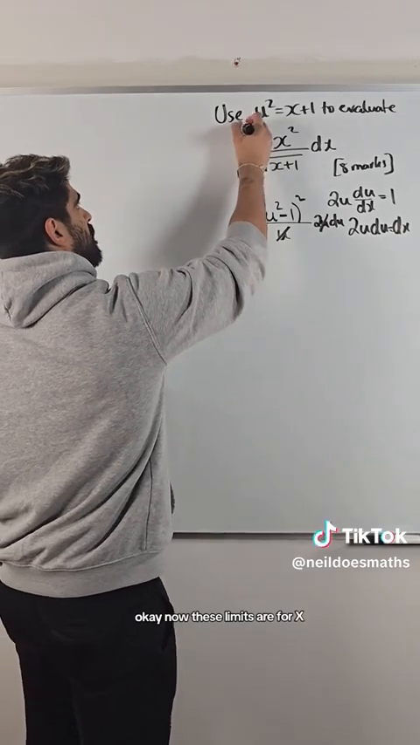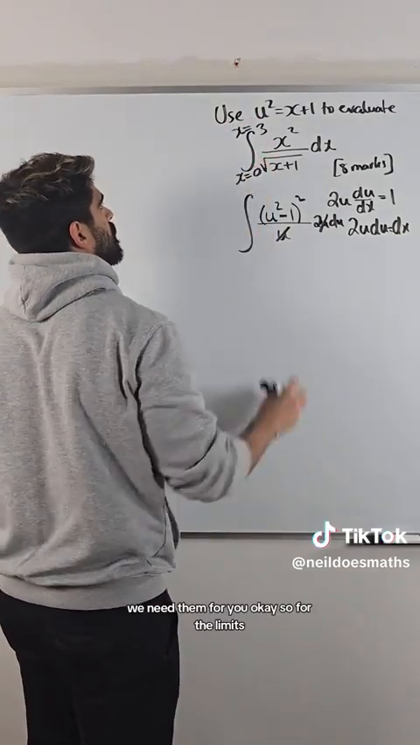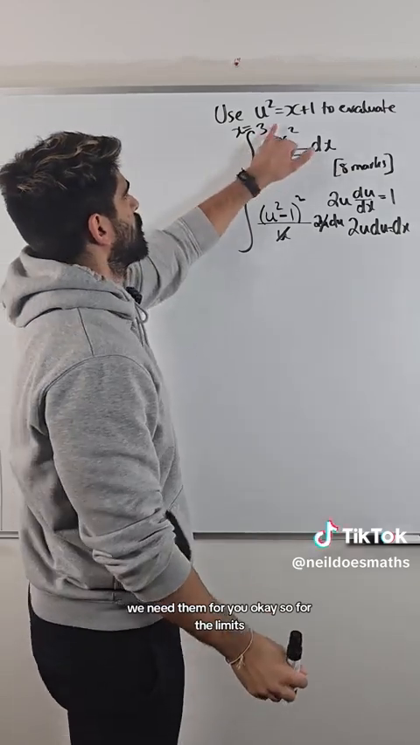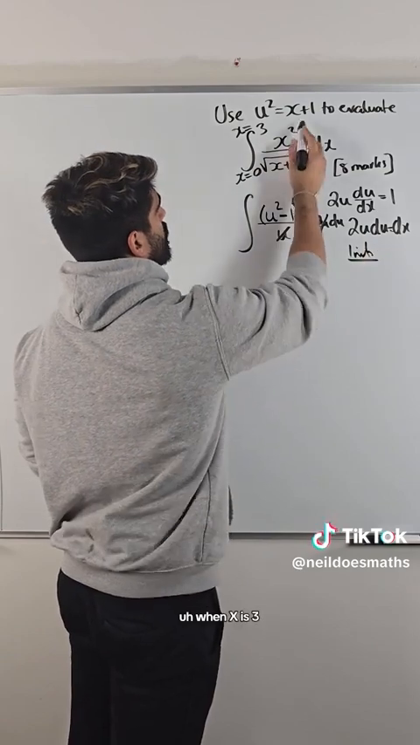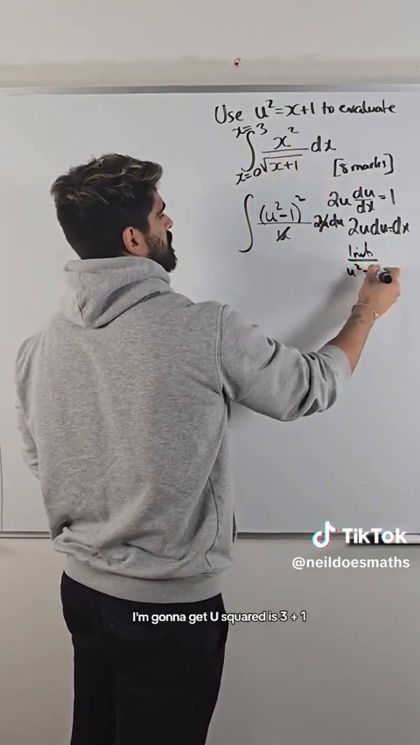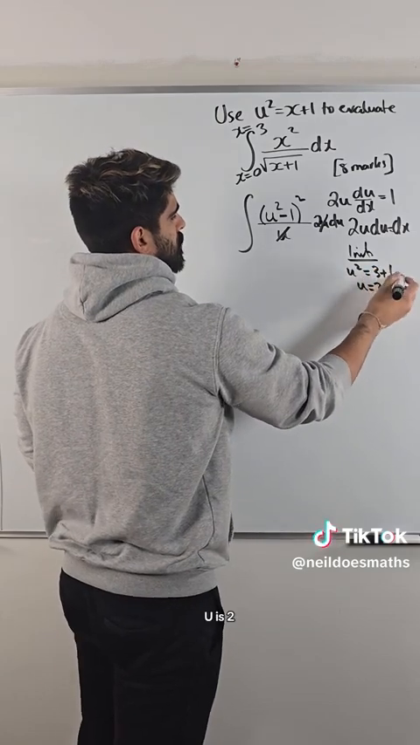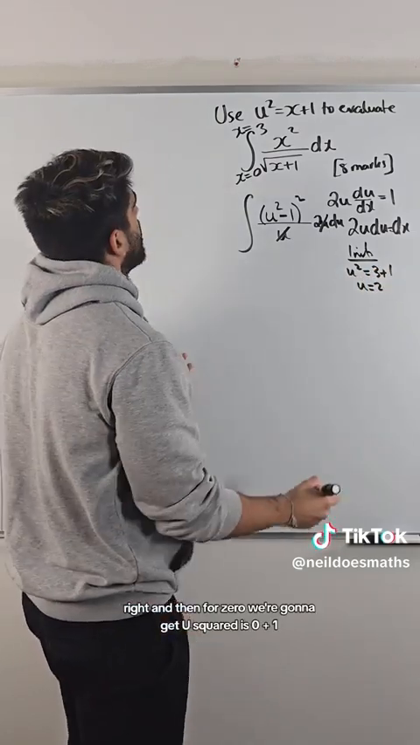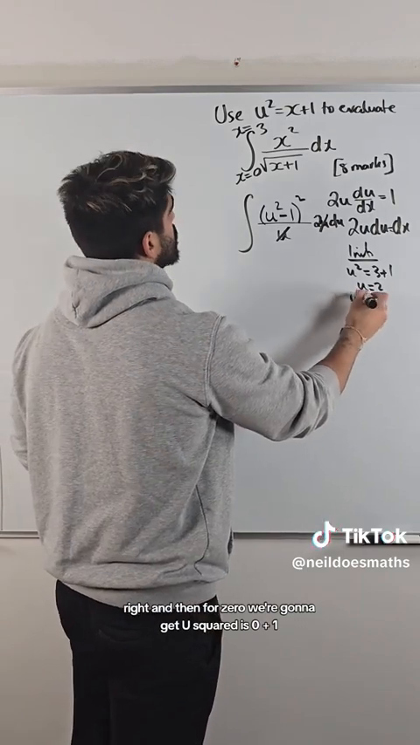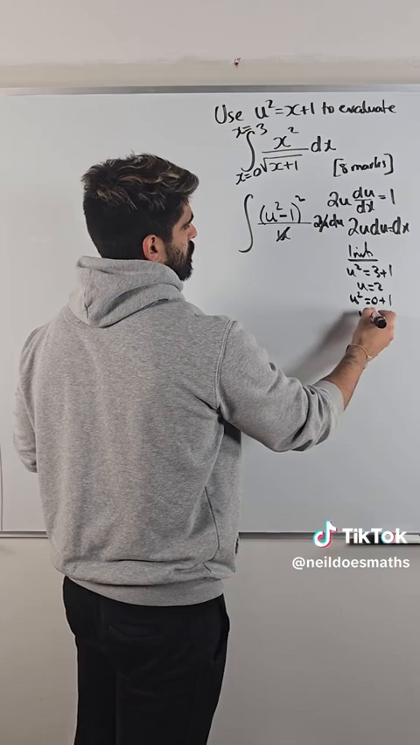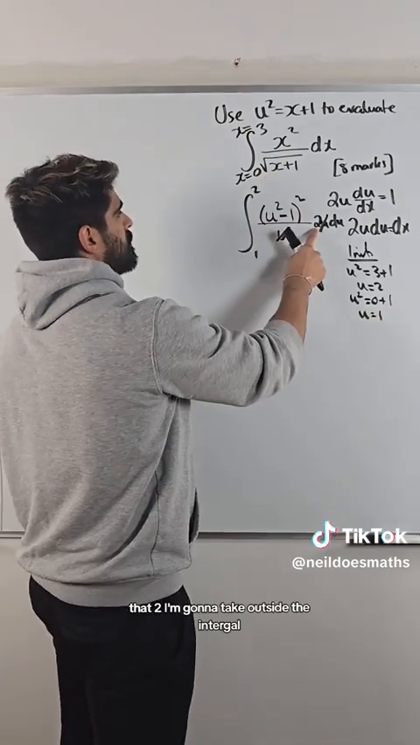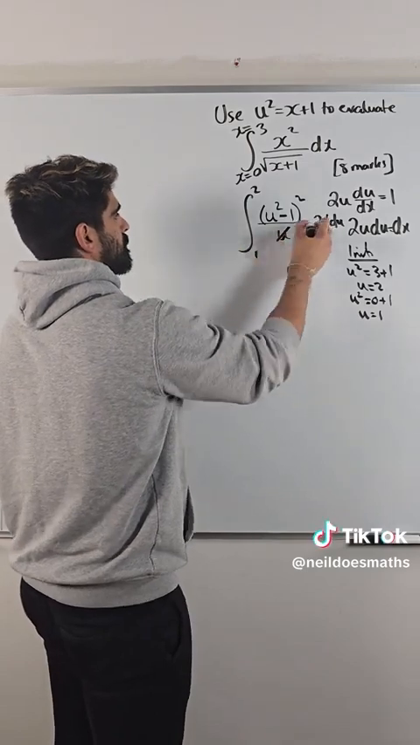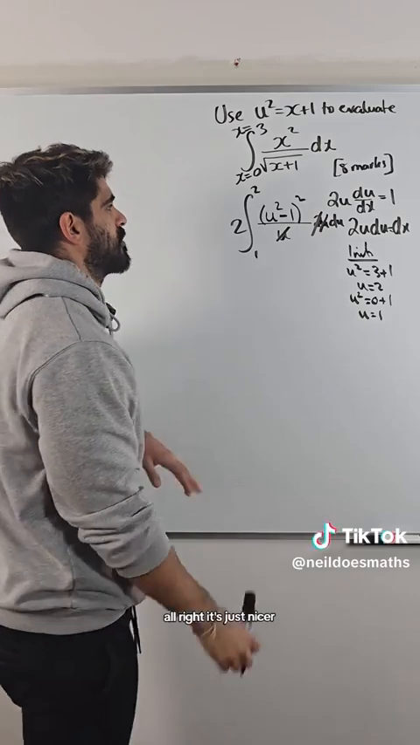Okay, now these limits are for x. We need them for u. Okay, so for the limits, when x is 3, I'm going to get u squared is 3 plus 1. u is 2, right? And then for 0, we're going to get u squared is 0 plus 1. u is 1. So I'm going to get 2 and 1. That 2, I'm going to take outside the integral. All right? It's just nicer.